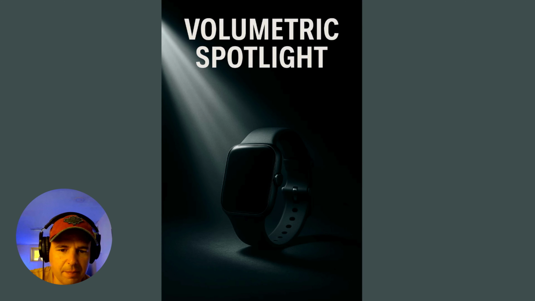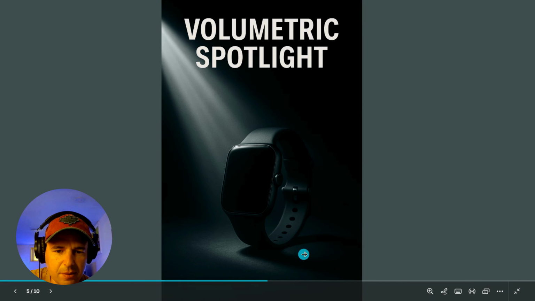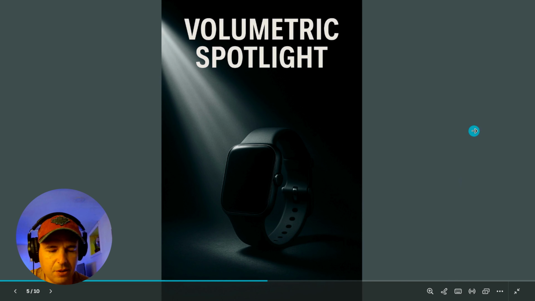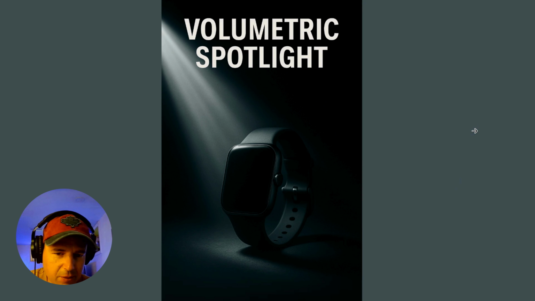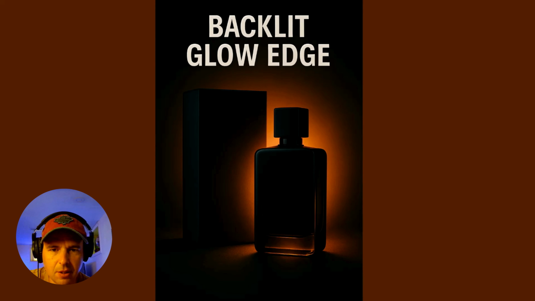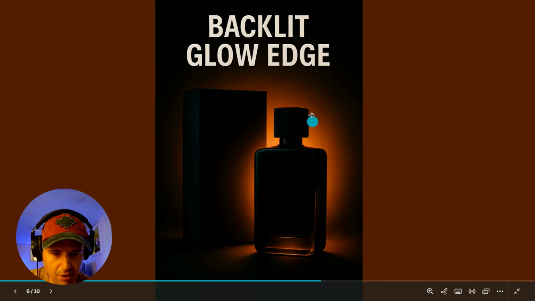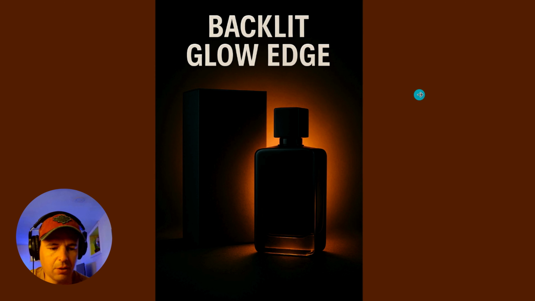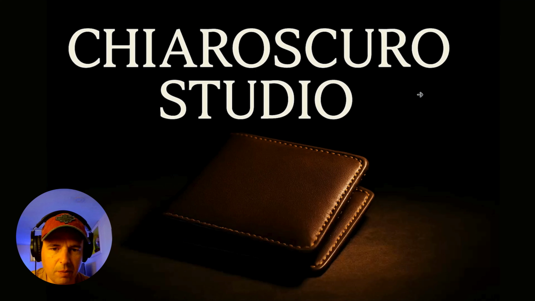Next one, volumetric spotlight. So this is sort of a mysterious and spooky one. This is like a smartwatch, I guess, and you can see all the shadows, the lights coming here. Again, play around with the colors, but it gets you something like that. That'd be hard to take in real life, this type of image. Okay, backlit glow edge, same thing. It's like a perfume bottle, just a generic one, but it just gives you an idea. Again, play around with the colors and stuff, but it gives you an idea of what could be there.